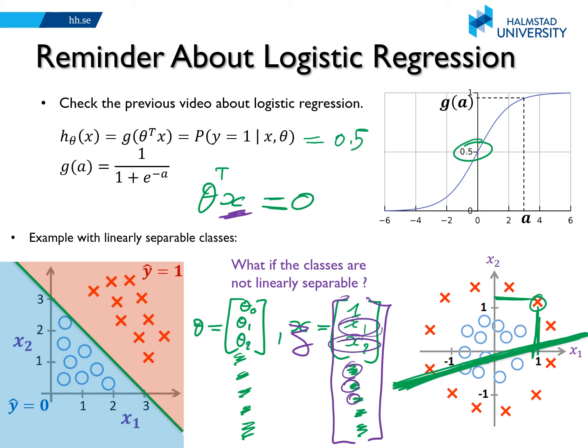For example, combinations of those features can be x1 squared or x2 squared or x1 times x2 and so on. And by training a new linear model based on our new data, z, we will get a decision boundary which is not linear in the original feature space.